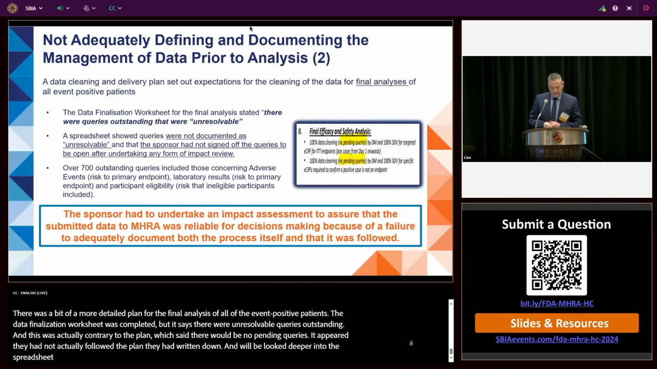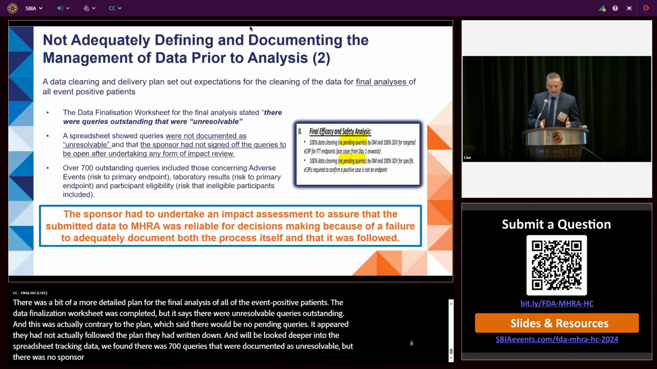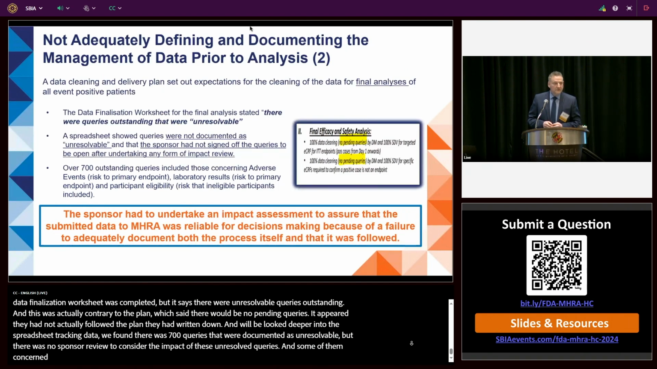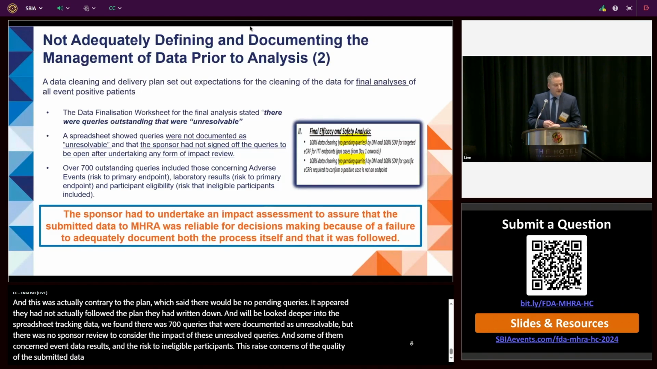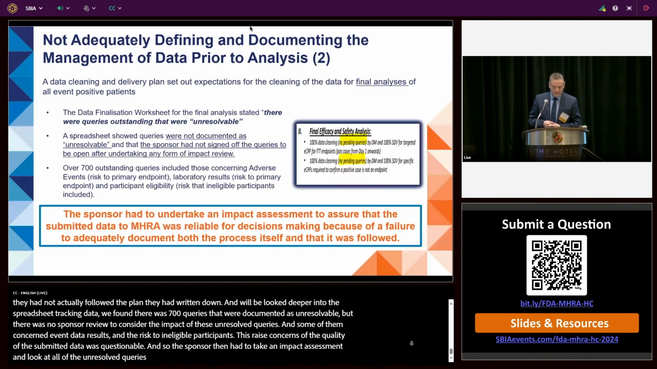were documented as unresolvable, but there was no sponsor review to consider the impact of these unresolved queries, and some of them concerned adverse event data, laboratory results, and also eligibility of the trial participants. So this raised concerns that the quality of the submitted data was questionable, and so the sponsor then had to undertake an impact assessment, looking at all the unresolved queries to see if there were any changes to the data that had been submitted to us to make our decision.